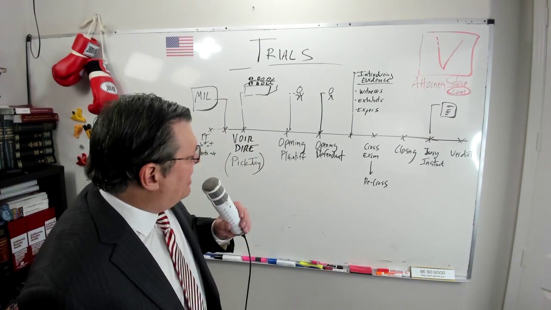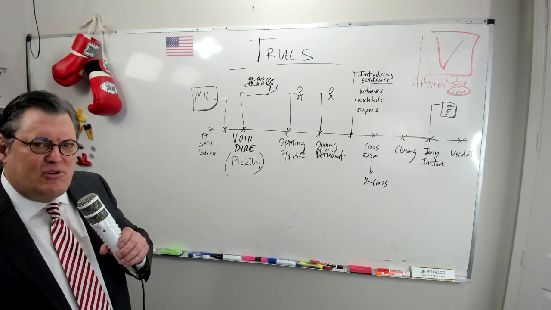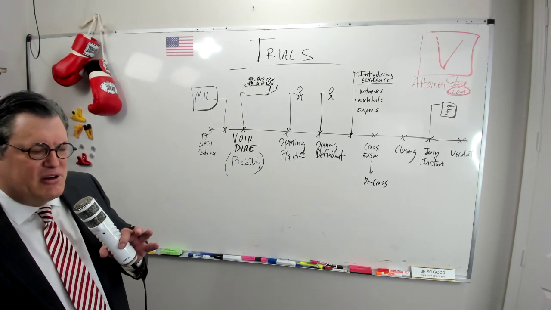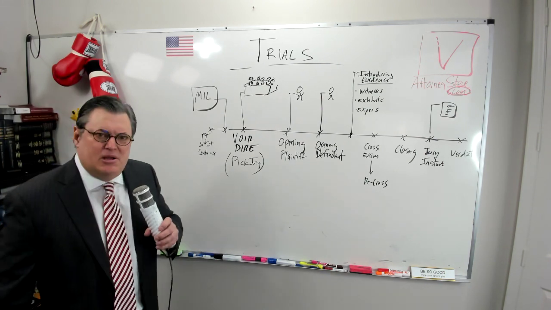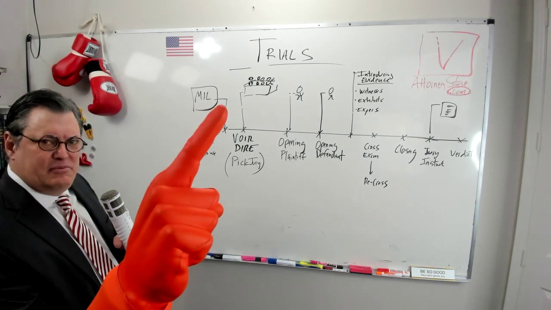Okay, so here's what happens. This is a general overview of what happens in a civil trial. Now again, this is very general. Rules may vary. Now, to help, I have brought out the finger. If you can't settle, give them the finger.